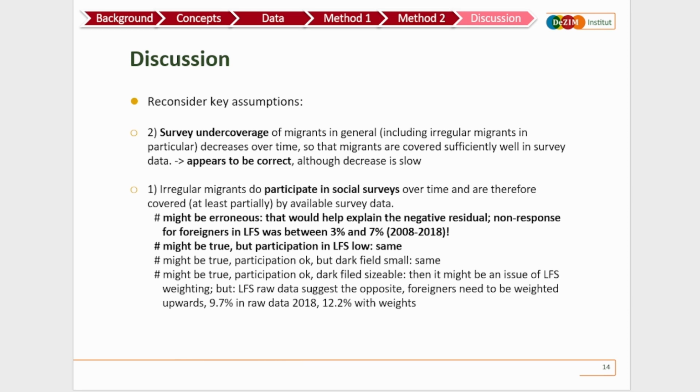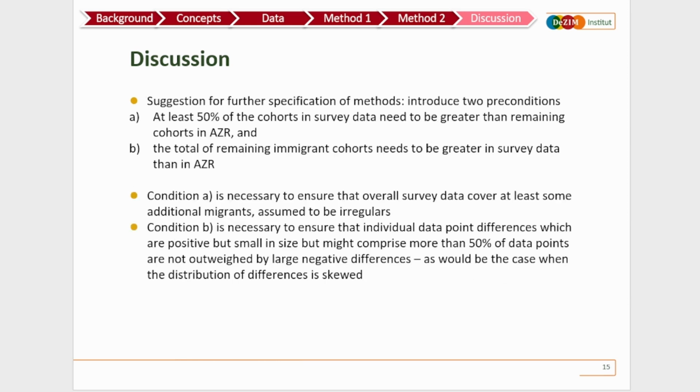And obvious prerequisites that in the future should be tested when another country is used is that the total number of remaining immigrant cohorts needs to be greater than the number in the survey data. And this should not only be true in total, but also at least for half of the cohorts used, so that any imbalance in the data over the years does not create arbitrary results.